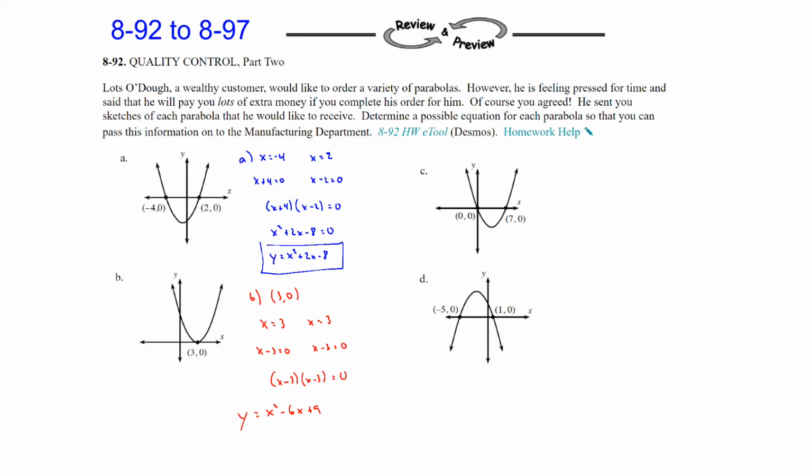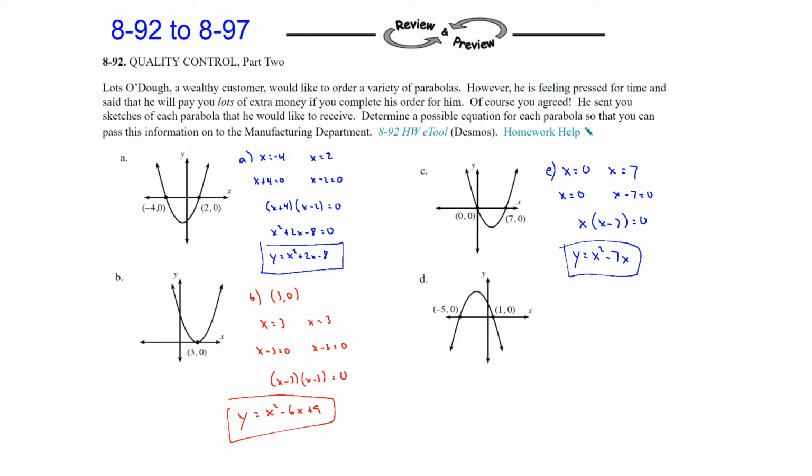All right, and now on to Part C. C, we have 2 values again. We have x equals 0, it crosses at the origin, and we also have x equals 7. So we'll work this one the same way we did on Part A. Now, there's nothing to do with the x equals 0. That's just your factor x. This one we can subtract 7 from both sides. So our 2 factors are x and x minus 7. And then when you multiply those together, you get y equals x squared minus 7x. And so there's that equation.